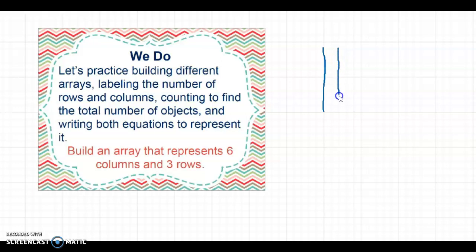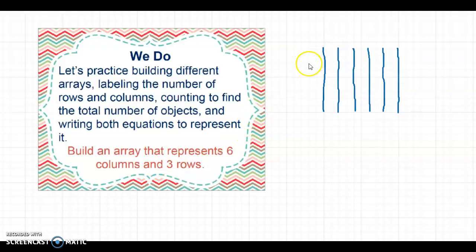2, 3. Remember, columns go up and down. 4, 5, and 6. Okay, 1, 2, 3, 4, 5, 6. 6 columns.